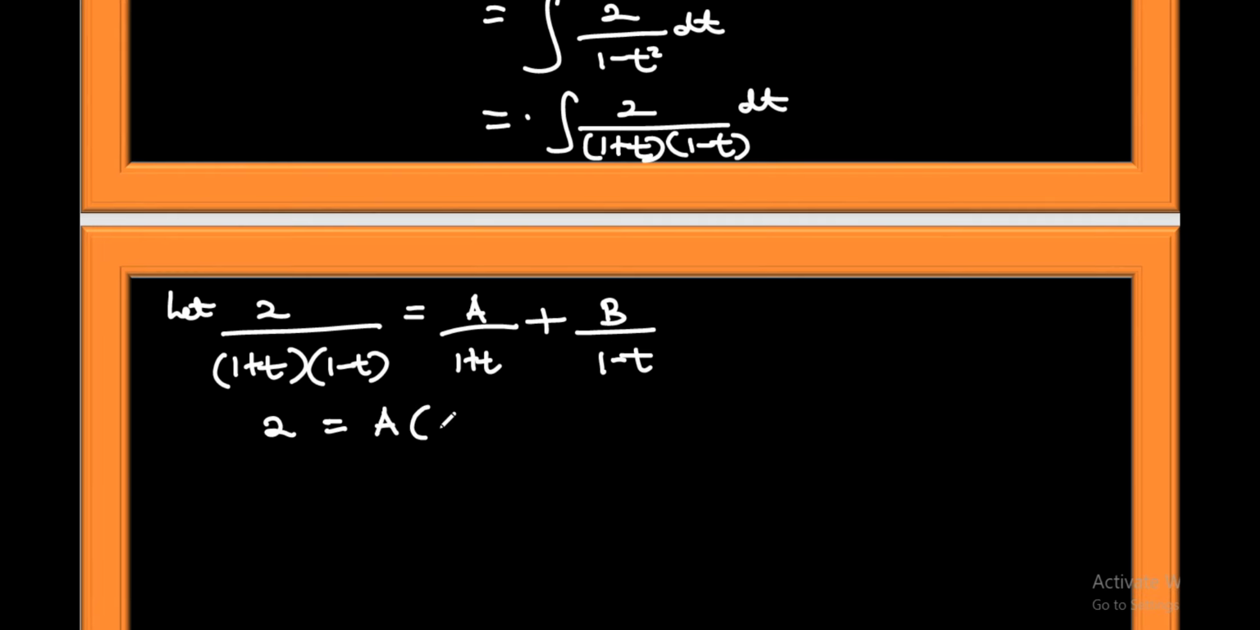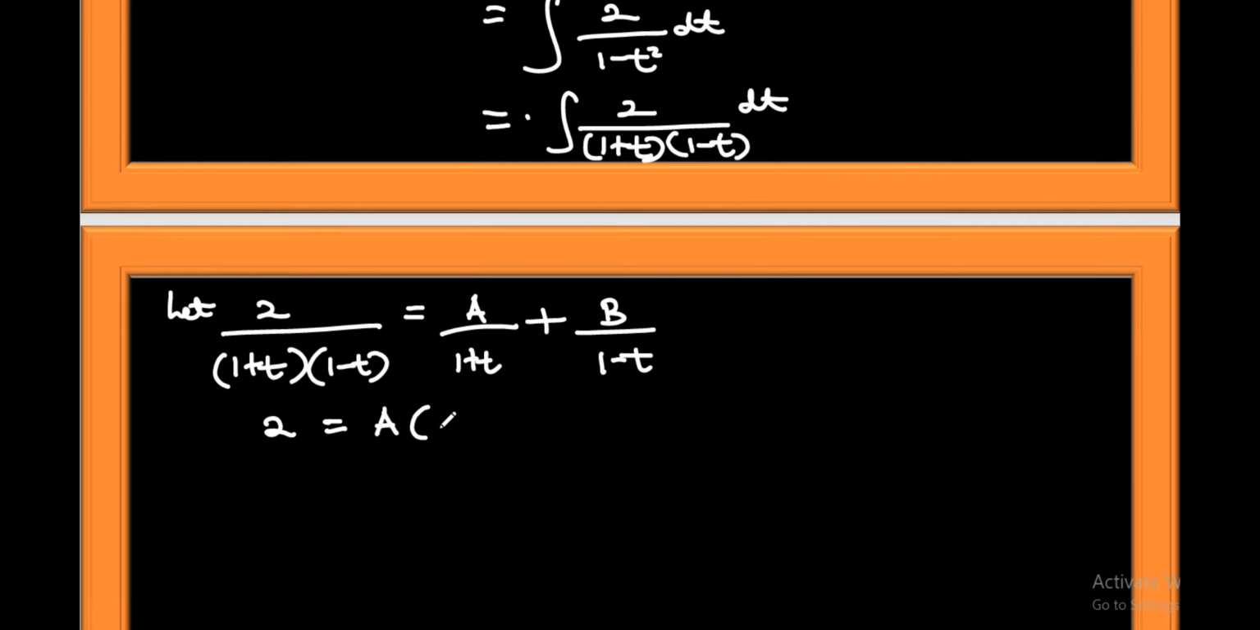If we put t equals to 1, we shall have 2 on the left, on the right-hand side, we'll have 2b, and that means b becomes 1. If we again put t equals to negative 1, we shall have a 2 on the left, and then on the right-hand side, we shall have 2a. That means the value of a also becomes 1.